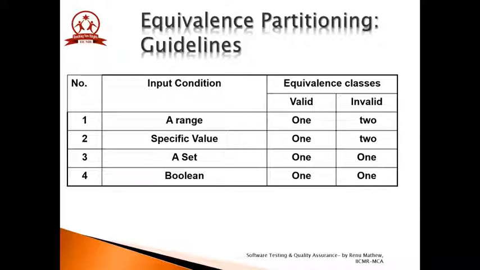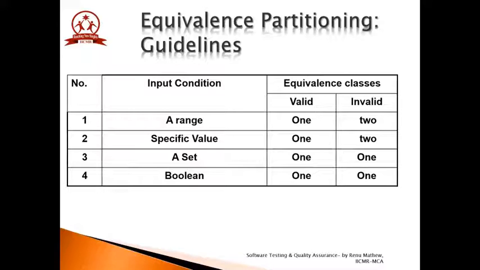So altogether there will be 3 test cases. If input condition is a specific value, then 1 valid and 2 invalid classes are defined. Again there will be 3 test cases. If input condition is a member of a set, then 1 valid and 1 invalid classes are defined, and there will be altogether 2 test cases.